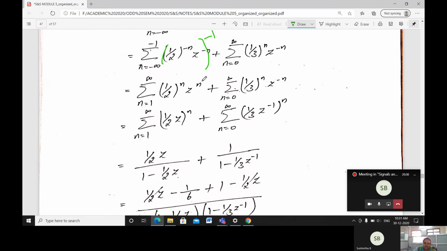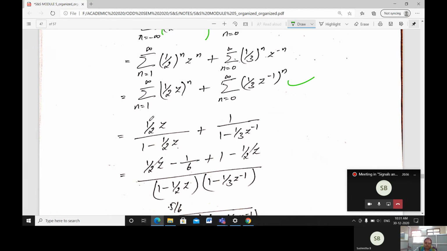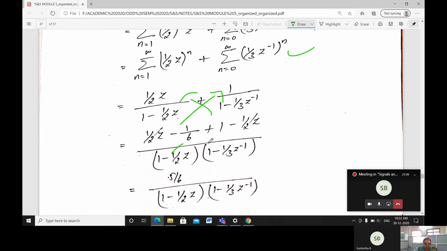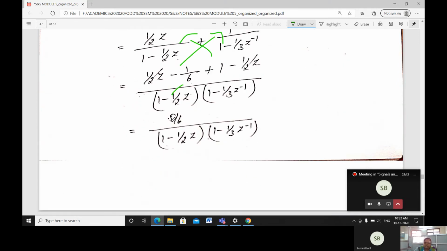Then write the powers in the common factor because both powers are the same. 1 by 2 into z power n I can write from here, and I can write 1 by 3 z raised to minus 1 the whole power n. Then by using the formulas, for the first term it's going to be 1 by 2 z divided by 1 minus 1 by 2 z, plus 1 divided by 1 minus 1 by 3 z inverse. Take the LCM and go for the multiplication in the reverse fashion. Then solving this, you will get 5 by 6 divided by 1 minus 1 by 2 z into 1 minus 1 by 3 z inverse.